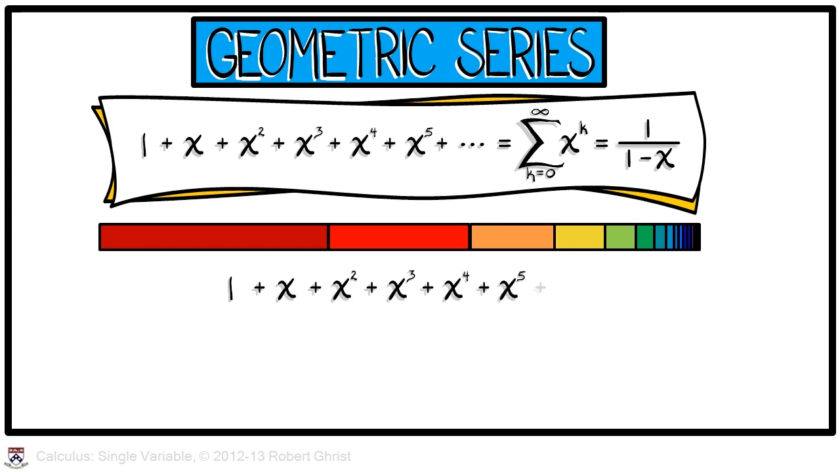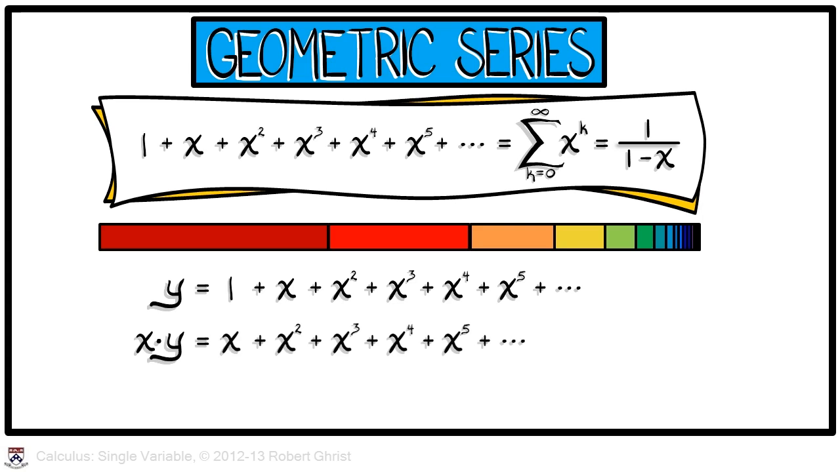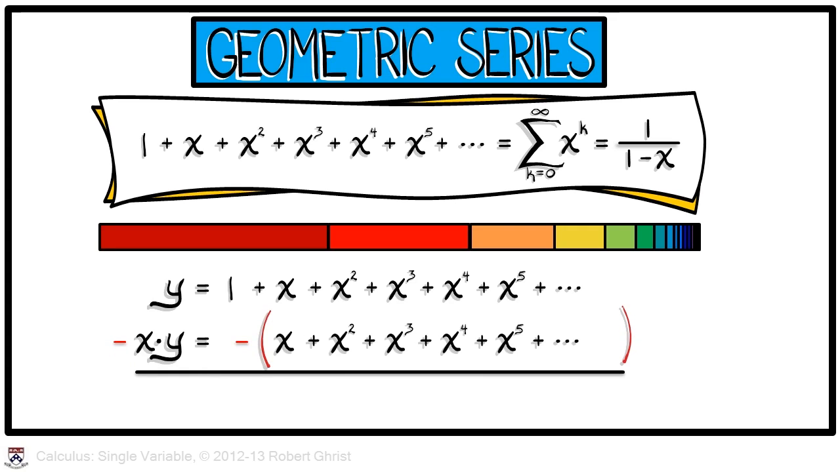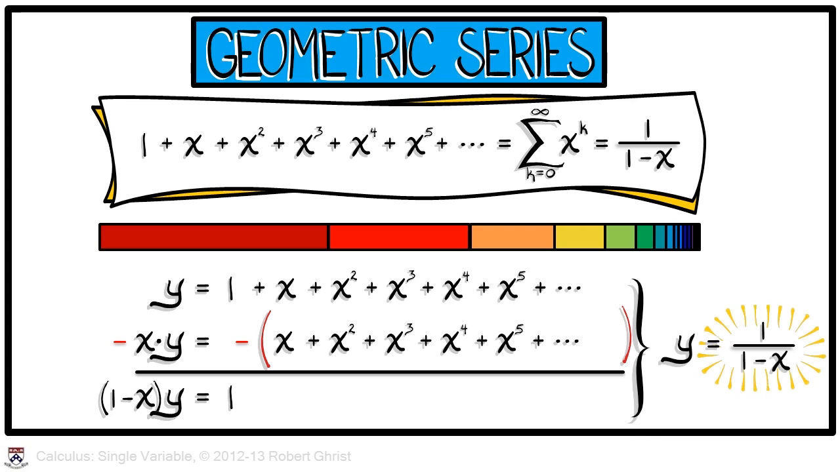Well, let's see. Let us take this infinite sum and call it y. If we multiply this by x, then we obtain x plus x squared plus x cubed, etc. If we were to subtract that from our original series, y, then we see that everything cancels except for the first term, so that y minus x times y equals 1. Factoring and solving for y gives that y equals 1 over 1 minus x. That is clear as far as an algebraic manipulation, but does this actually work?